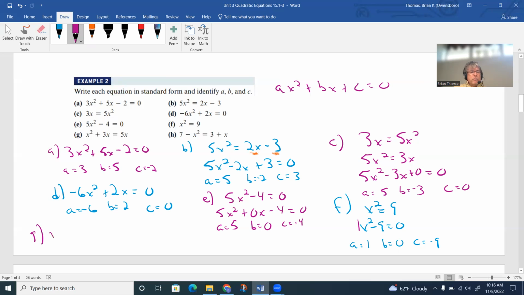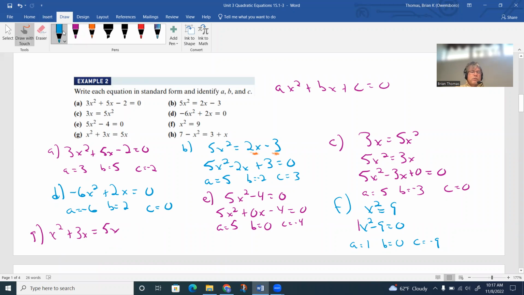So g, we have x squared plus 3x equals 5x. So notice how I have to bring the 5x over, but notice how there's already a linear term over there. So this one, it may be better to go ahead and show the work of subtracting a 3x on both sides, because we do have to combine some like terms together. Something just doesn't look right. Let's try this again.